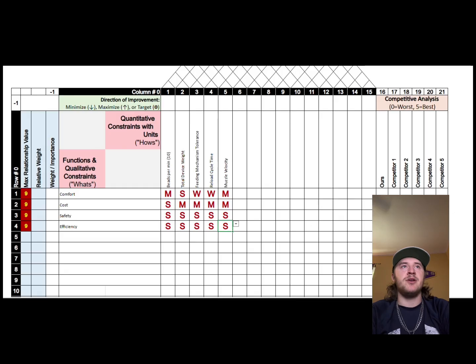Efficiency and beads per minute fell under strong. Efficiency and total device weight fell under strong. And efficiency and feeding mechanism tolerance fell under strong. Efficiency and reload time fell under strong. And efficiency and muzzle velocity also fell under strong.